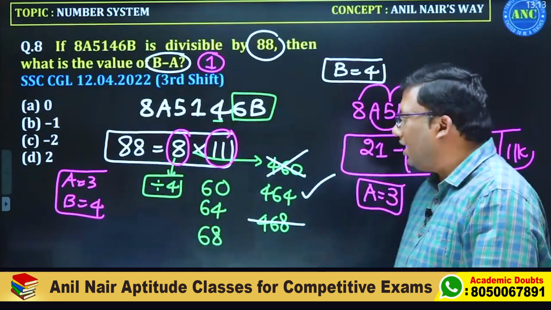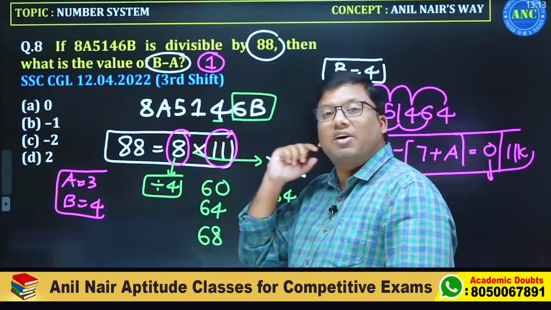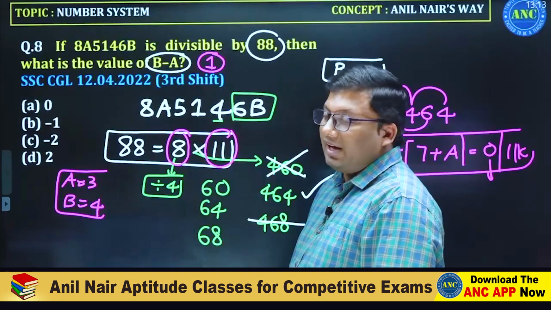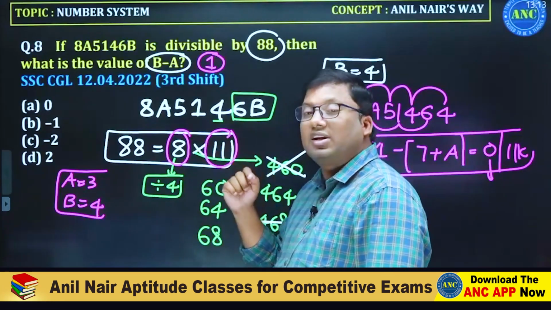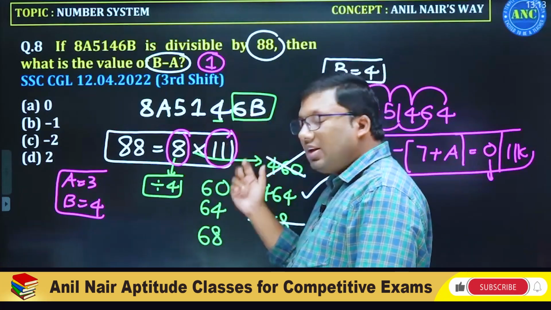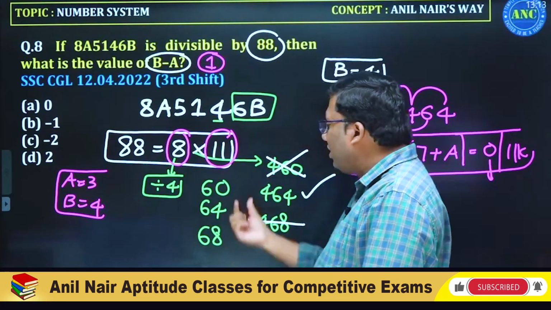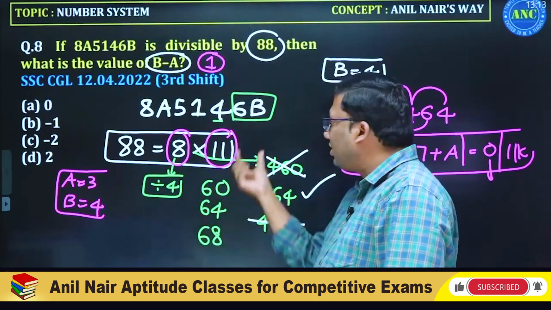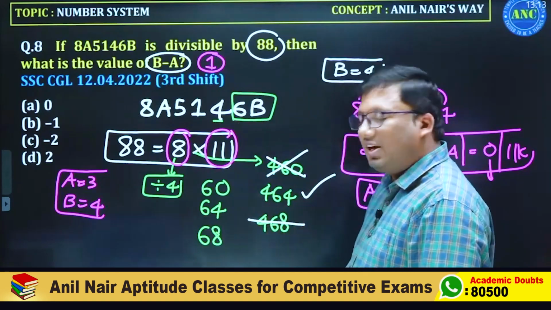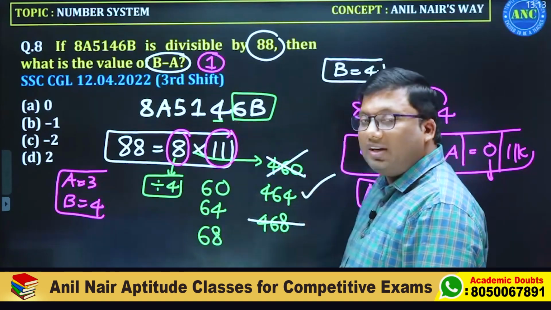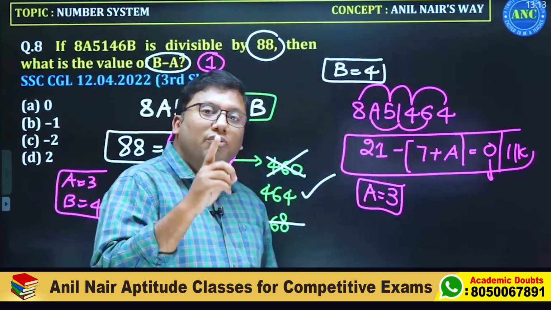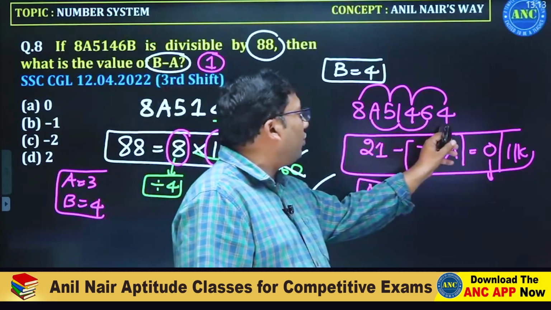I hope the idea is clear. The divisibility rule of 8 is that the last 3 digits should be divisible by 8. For that, it should first be divisible by 4, so I checked which last 2 digits are divisible by 4: 60, 64, 68. I kept the hundreds place: 460, 464, 468. Only 464 is divisible by 8, so B is fixed as 4.